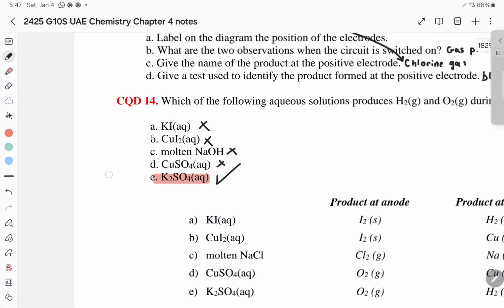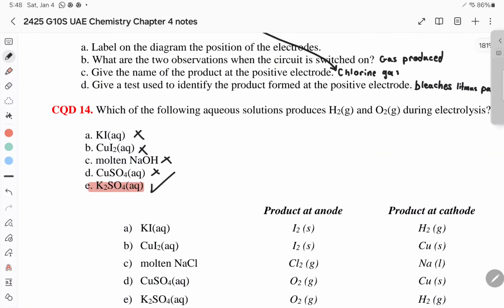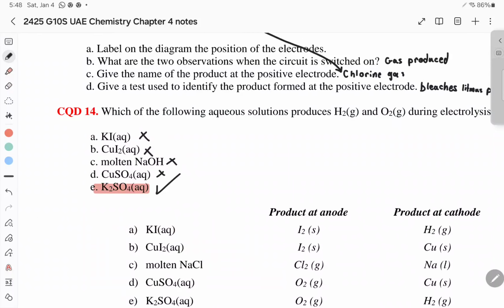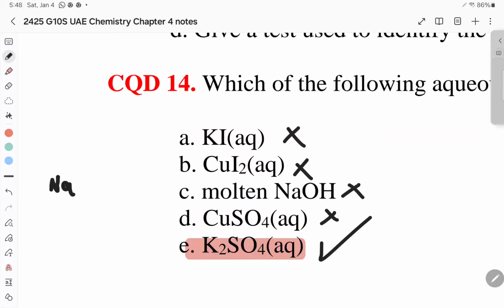Now, molten NaOH. Here I think they copied it down wrong. It's supposed to be OH, not Cl. But either way, because it's molten, it's not an aqueous solution, so it won't form this one, so it's immediately wrong.